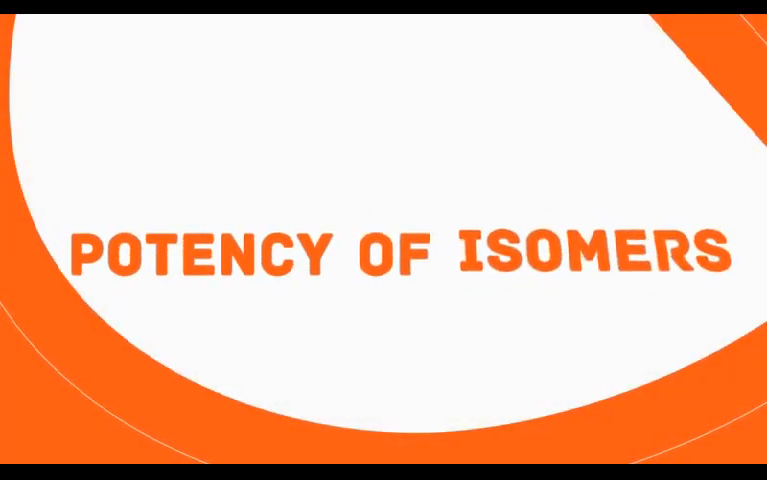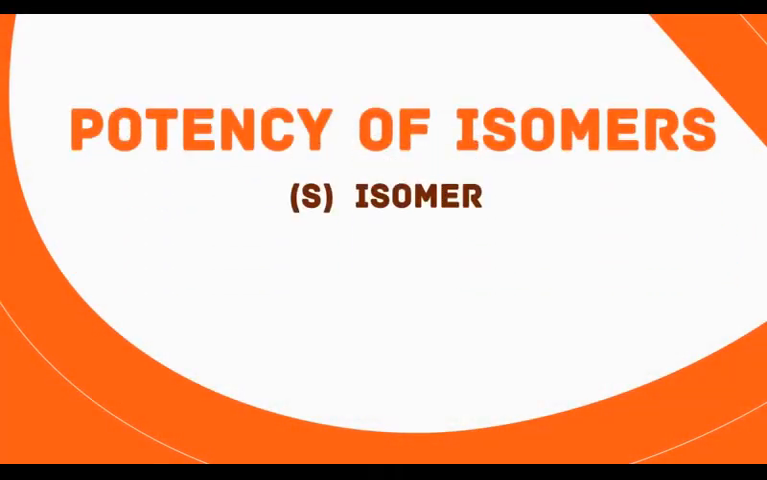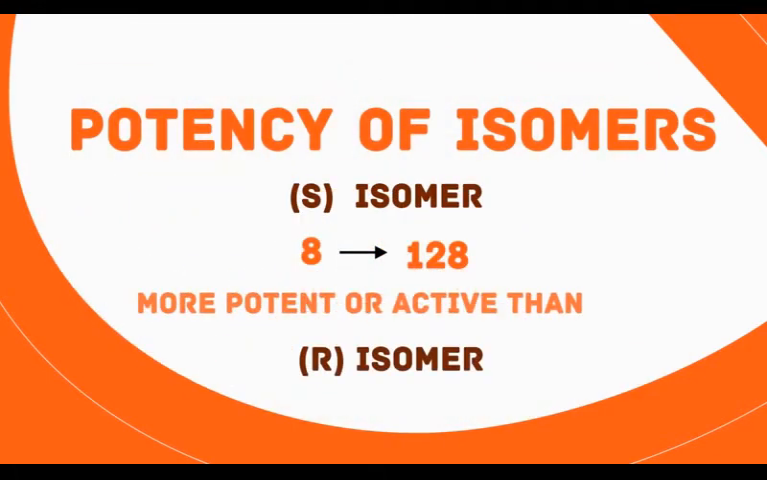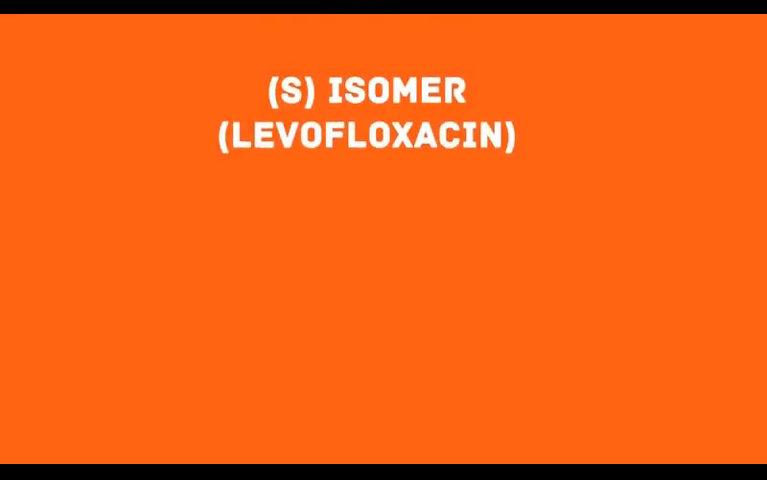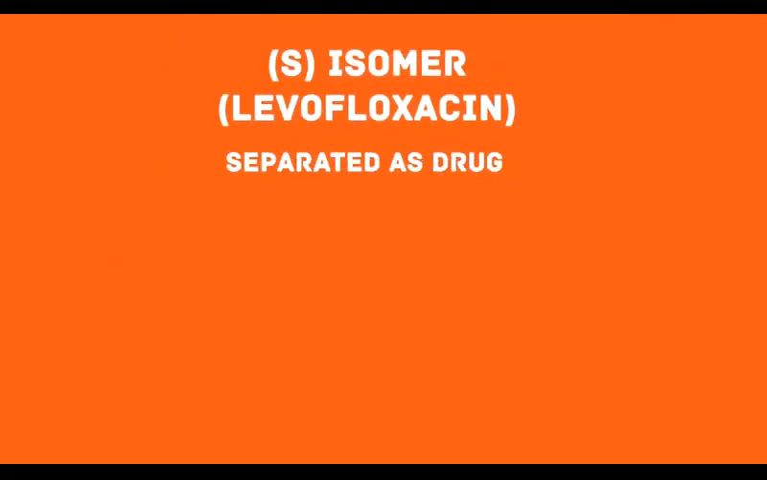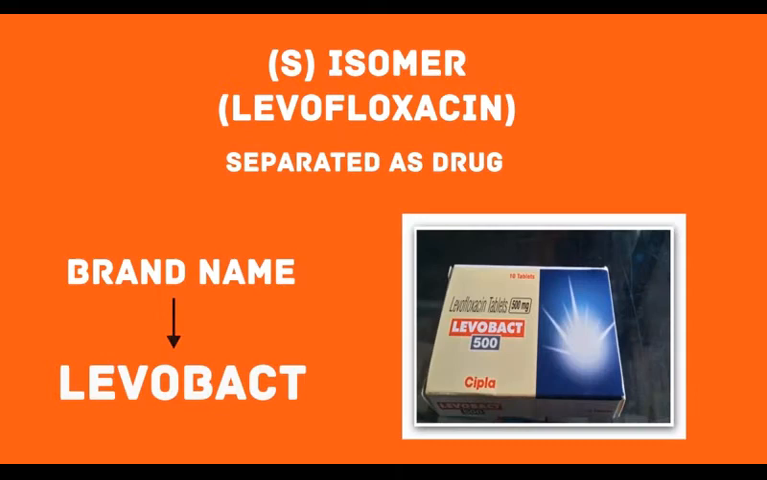Potency of isomers. The S isomer of ofloxacin was 8 to 128 times more potent or active than the other isomer, the R isomer, and approximately 2 times more active than the racemate ofloxacin. This isomer, levofloxacin, has been separated as a drug, and its brand name is Levobact.